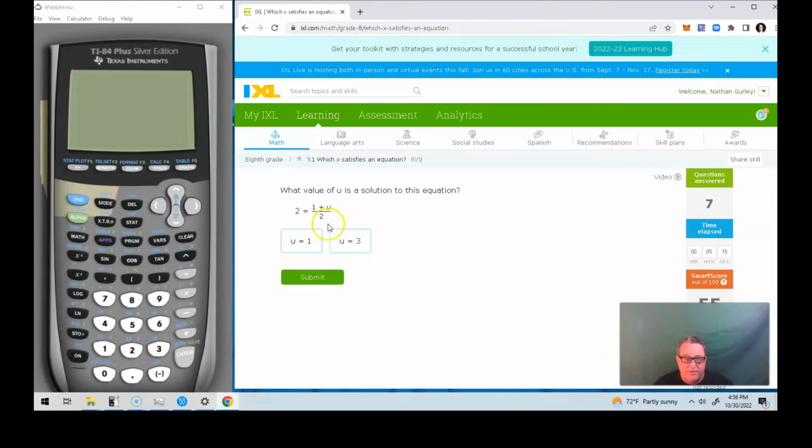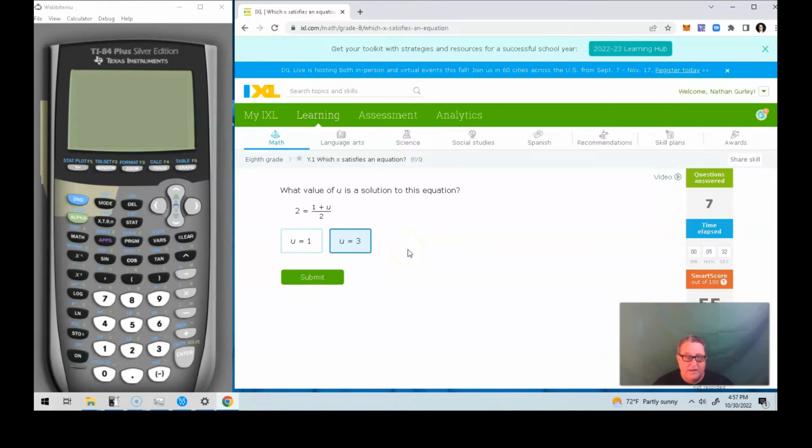Okay, we have a fraction. Don't get nervous. There's a couple ways we could do this. We could multiply both sides by 2. The 2 would wipe out on this side. This would be 4. Then 1 plus what number is 4? Well, that would obviously be 3.